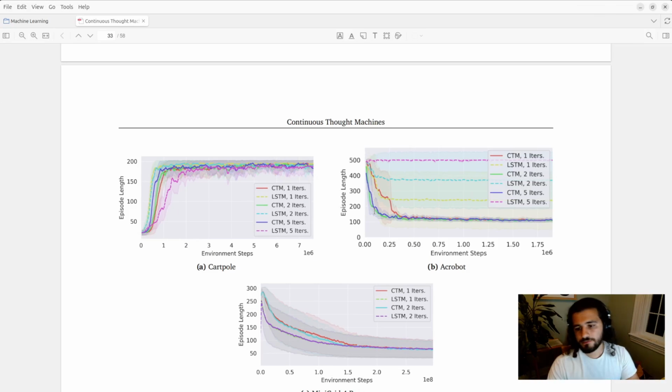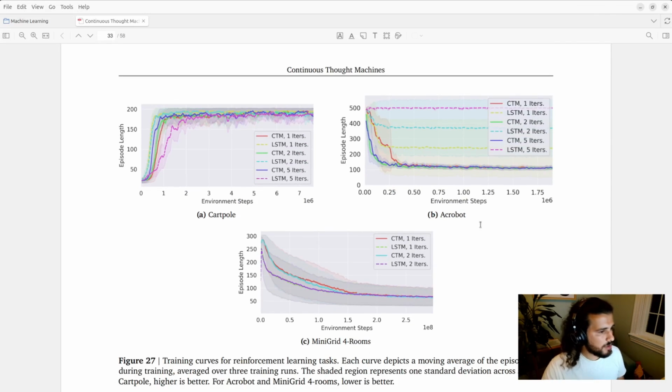And here what they're effectively showing for the cart pole, acrobot, and mini grid is that the CTM is good. It's very hard to see, and the cart pole isn't that hard a task, but the CTM with one iteration is okay, and with 5 it's much better. Especially with more unrolled steps, it's better and better. And it's as good as the LSTM.